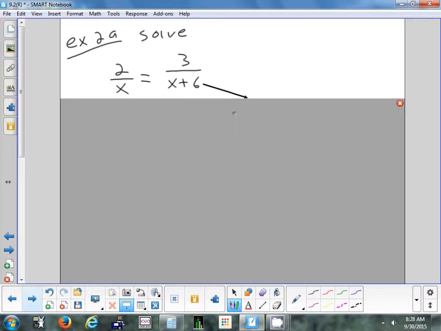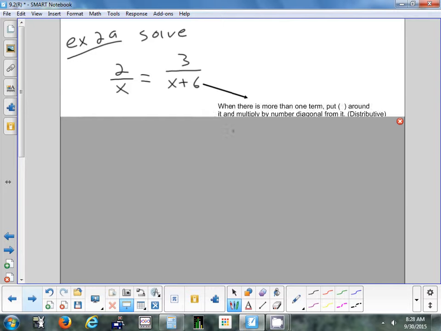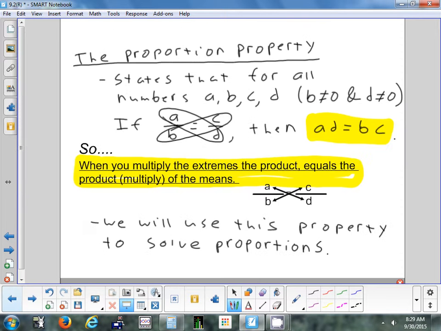So guys, once you've written in all that stuff, we're going to go to the back side. All right, so the first one we're going to look at is 2 divided by x equals 3 divided by x plus 6. This one's a little bit more advanced than a real basic one, but we can take a look at it. Why don't we go back to 1b? Because we found the extremes and means for that one, but we didn't solve it.